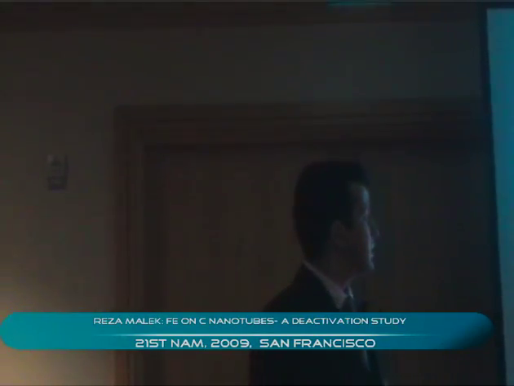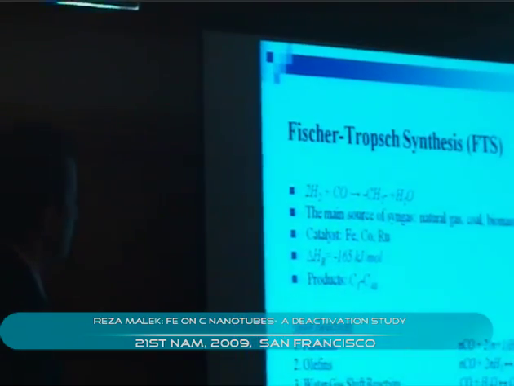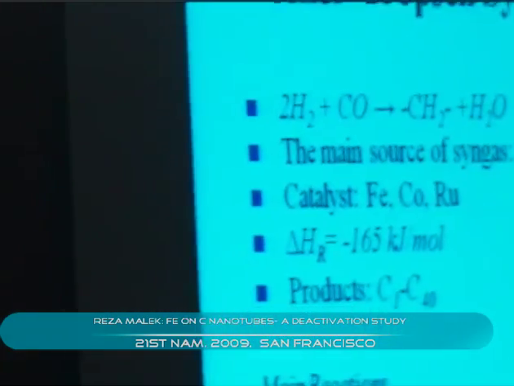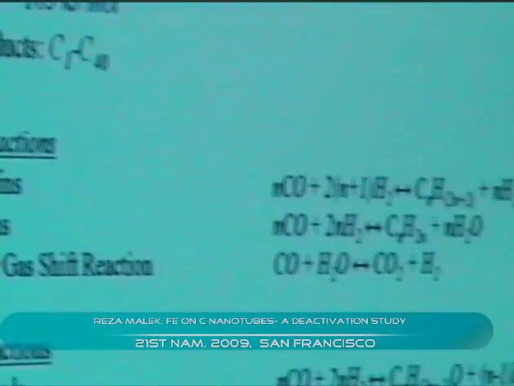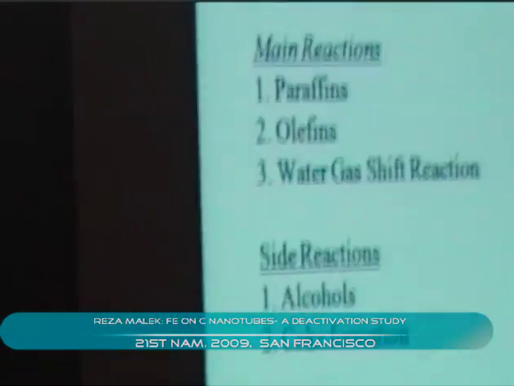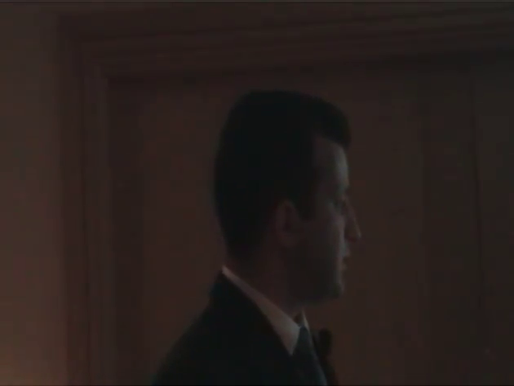So Fischer-Tropsch synthesis is a classical catalytic reaction. The main source is syngas. The main sources for syngas are natural gas, coal, or biomass. Iron and cobalt are the main metal catalysts. The reactions are exothermic, and the products are paraffins, olefins, and side products like alcohols and coke formation.